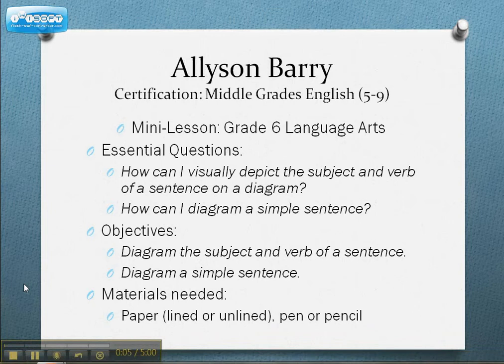Allison Berry. I will be presenting a mini lesson for a 6th grade language arts class.